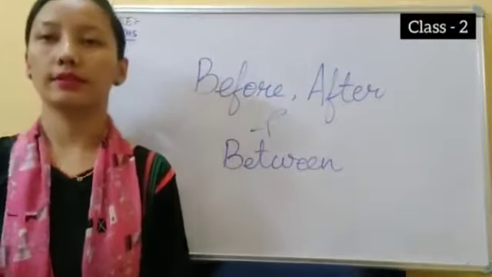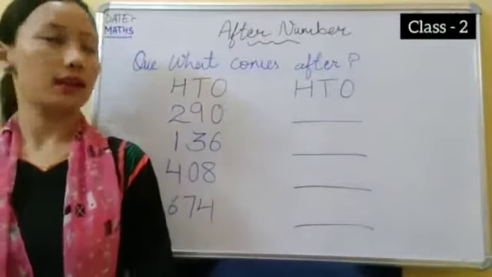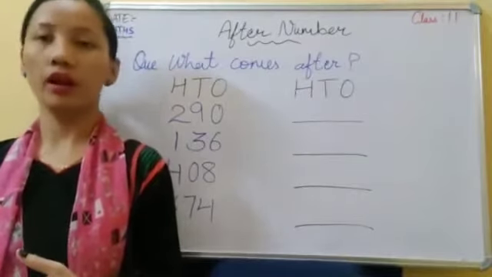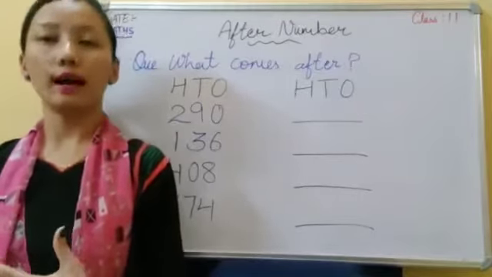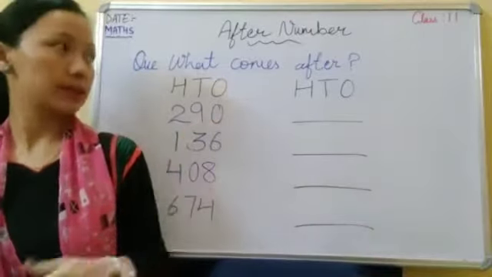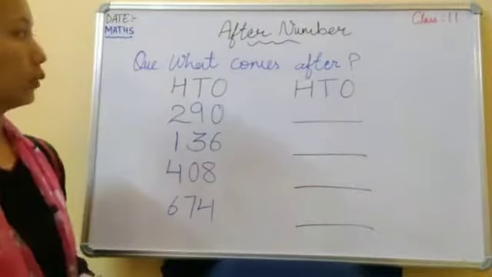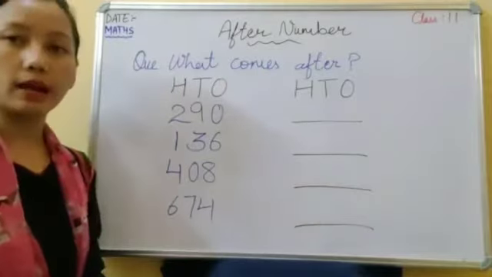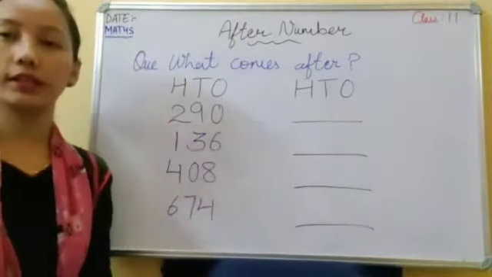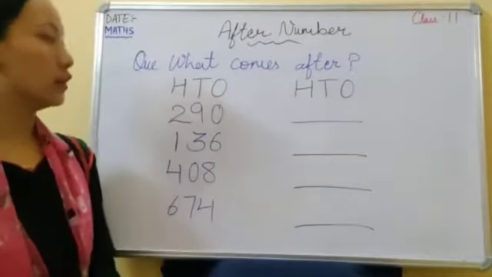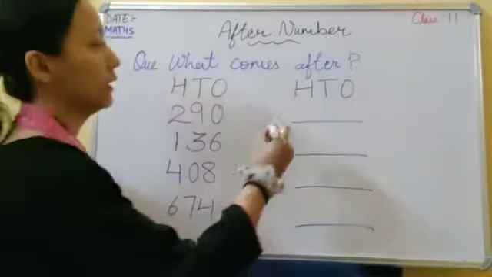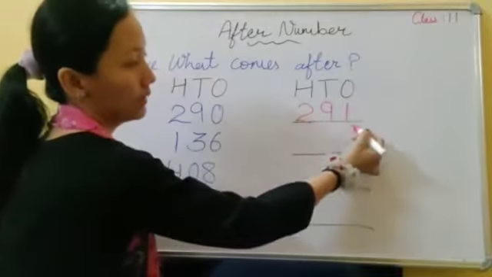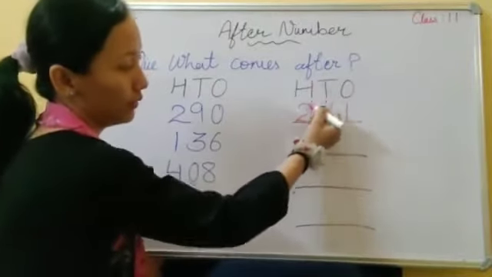After numbers. Yes, after number. Students, after number means the next number, right? Or when we count forward counting, we get after numbers, right? So let's do some examples. Okay, here we have question, what comes after 290? Tell me. Yes, 291. So right, 291. 1 under 1's place, 9 under 10's place and 2 under 100's place.